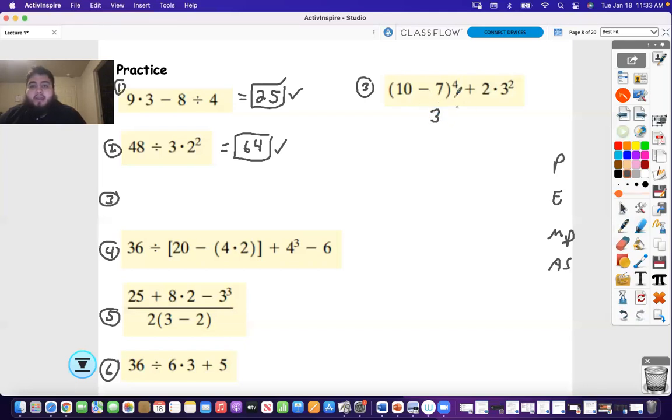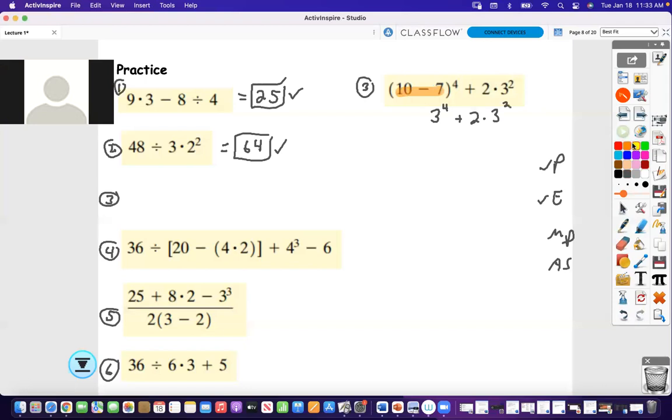So we put a 3. That should have a power to the fourth plus 2 times 3 squared. So we're done with P. What's after the parentheses? Exponents. How many exponents do we have? 2. We have 3 to the fourth and 3 squared.